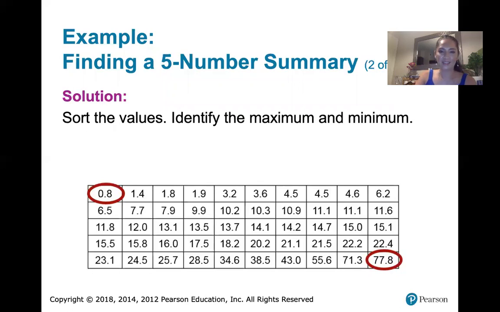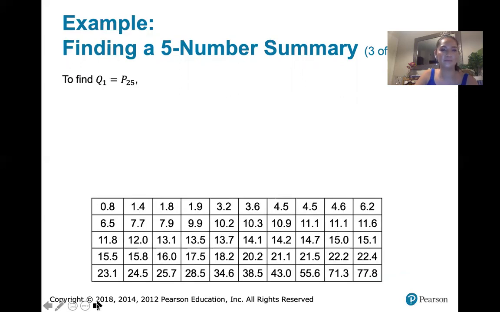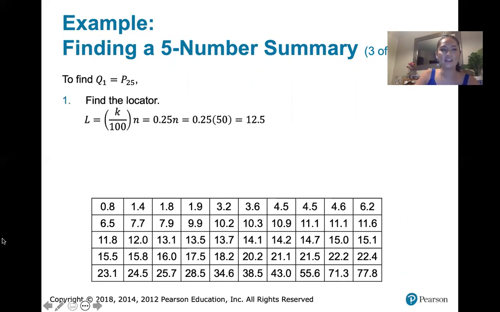Now we just have to find the first quartile, the second quartile, and the third quartile, which correspond again to the 25th percentile, the 50th percentile, and the 75th percentile. Okay, to find that 25th percentile, remember how we do this. The first thing we do is calculate our locator. The locator is given by this formula, but I'd really like you to think of it differently. Since we're looking at the 25th percentile, K is equal to 25.